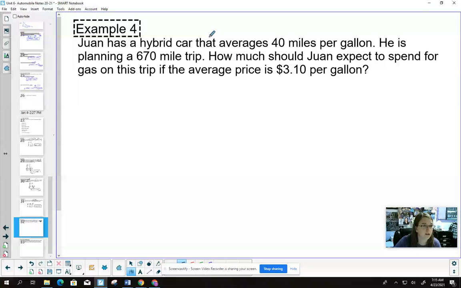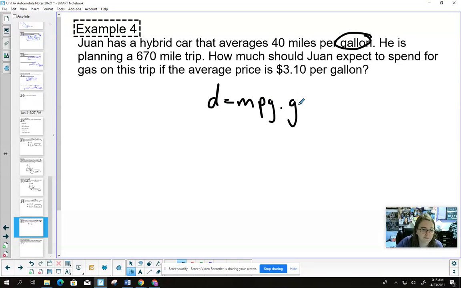So let's go ahead and try it. Once again, because it says gallons, we know we're going to be using this version of the formula. MPG times gallons. And let's go ahead through and label what we have. This is the MPG. 670-mile trip. What is that in our formula here? That's D, right? That's the distance.